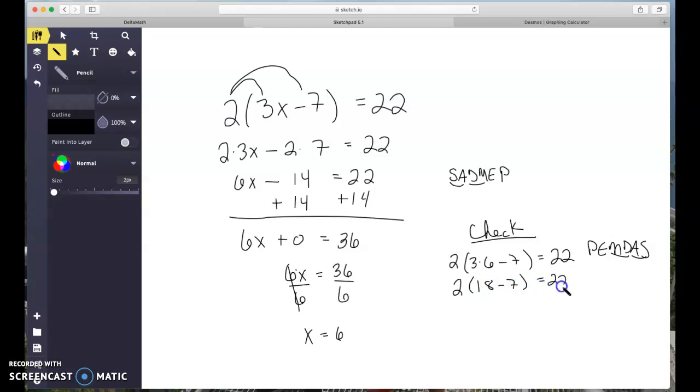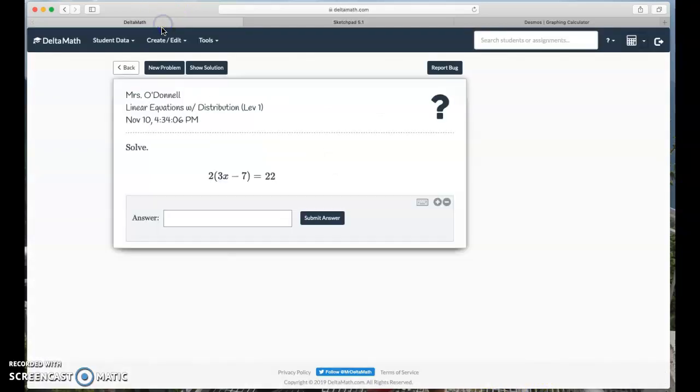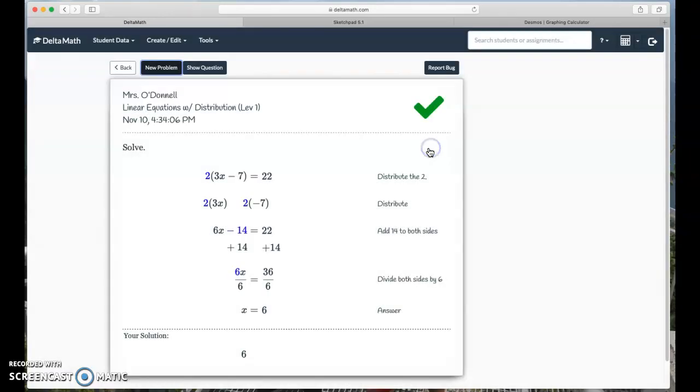18 minus 7 gives me 11. Notice at every step I'm writing the whole equation down. 2 times 11 is 22. 22 is equal to 22. I know that's a true statement, and so I know that x equals 6 is in fact my answer here. So I'm going to go ahead over here, type in 6, click submit, yes, and voila. That is linear equations with distribution level 1.